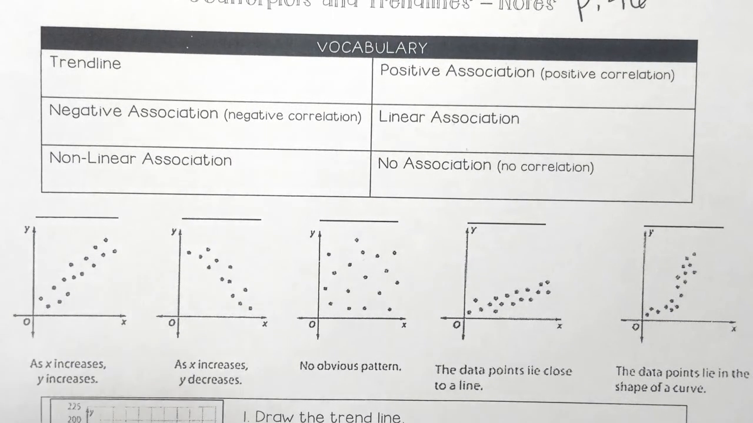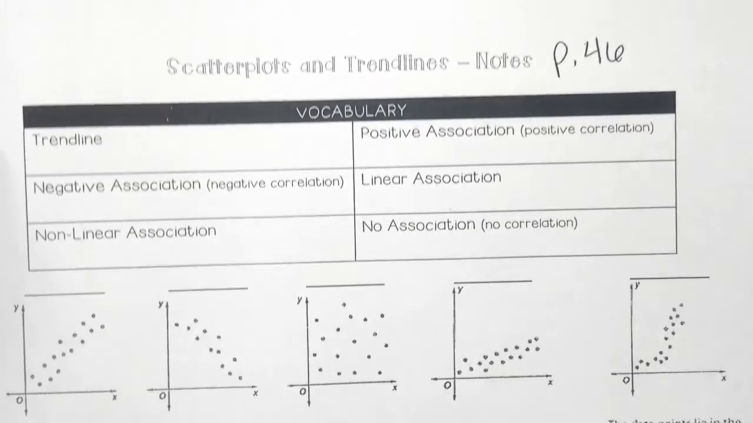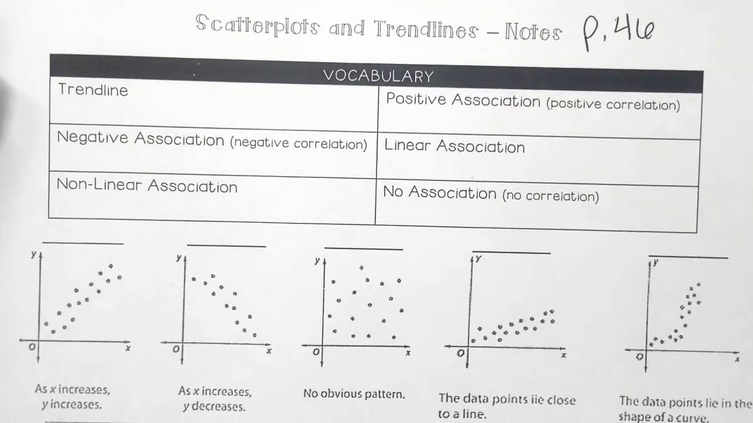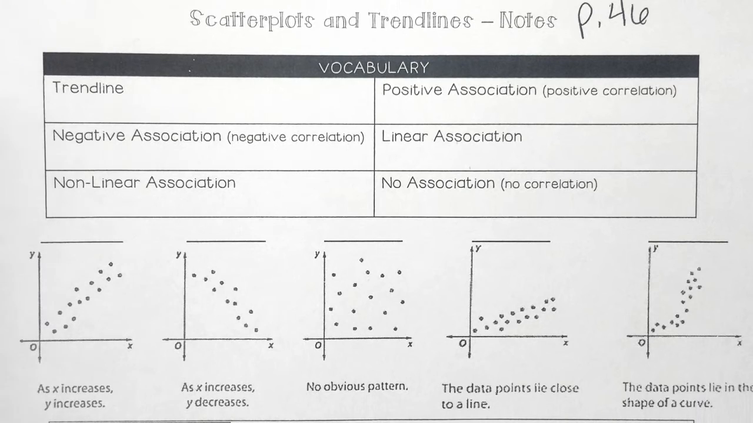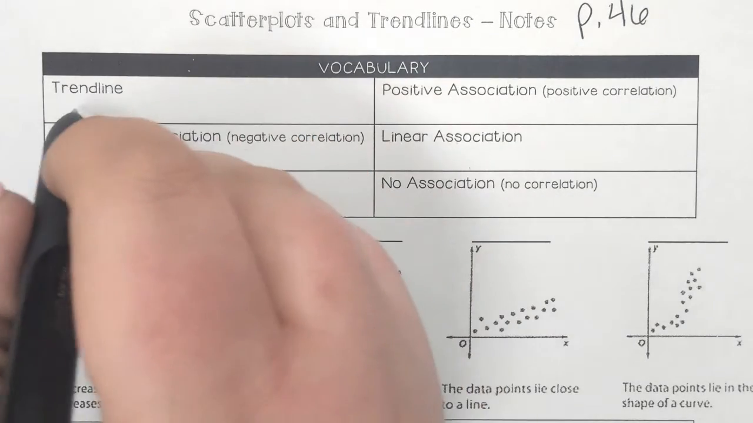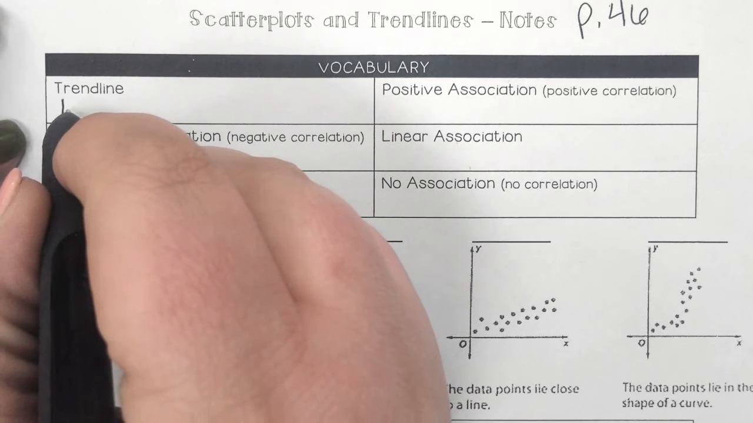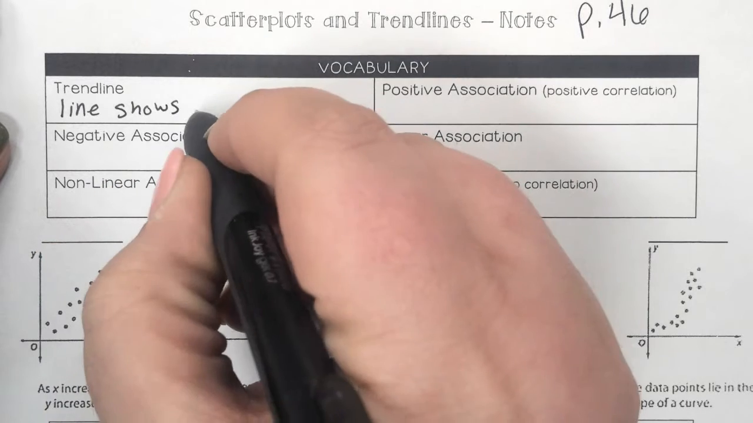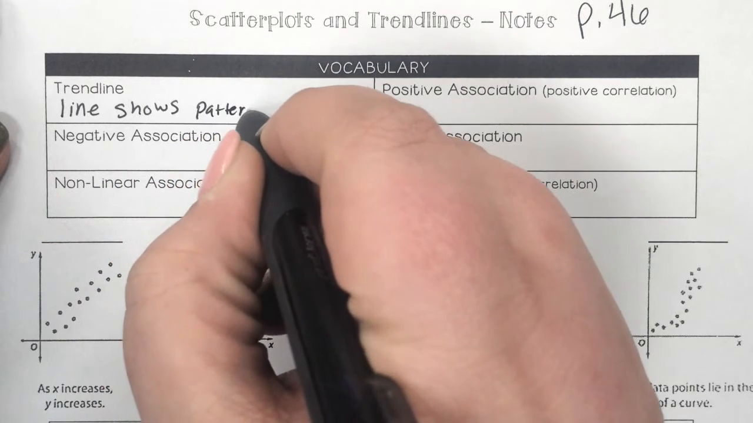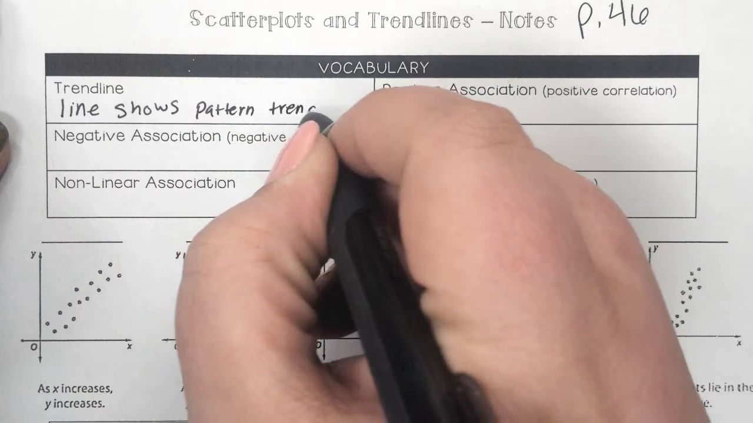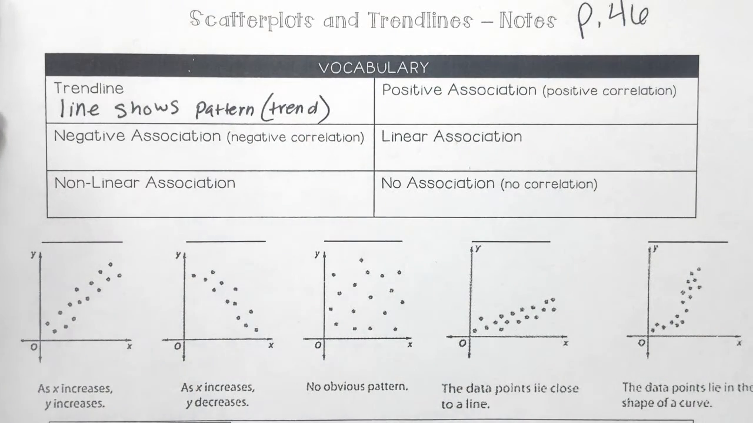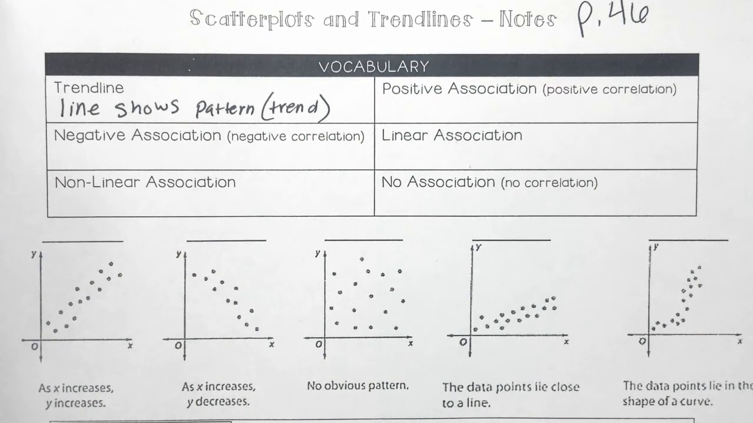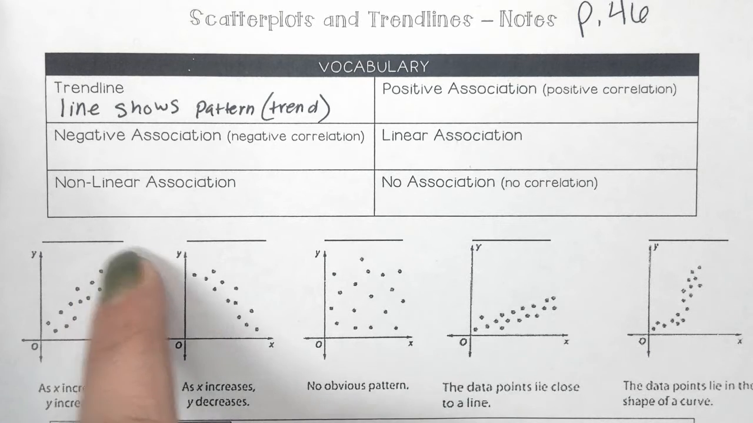Okay, now we're actually going to start. I will start by defining some vocabulary words for us. A trend line is a line that shows a pattern or trend, hence trend line, namely in a set of data, typically on a scatterplot.